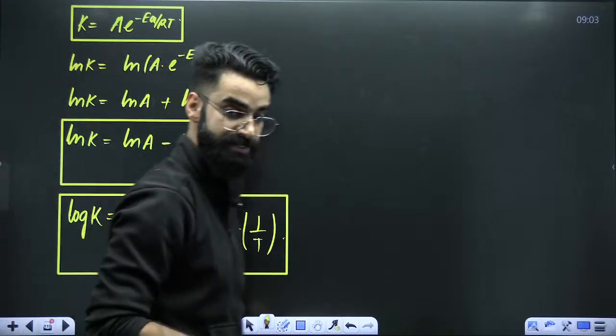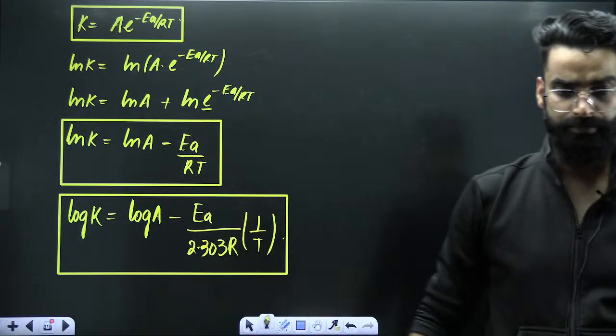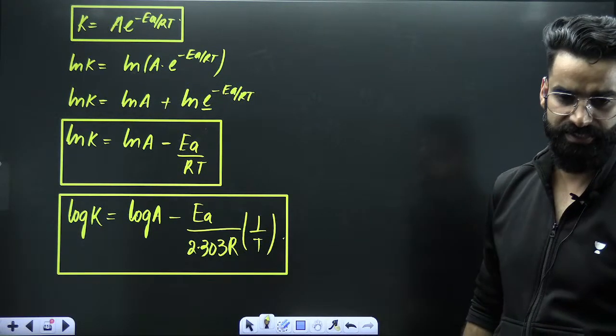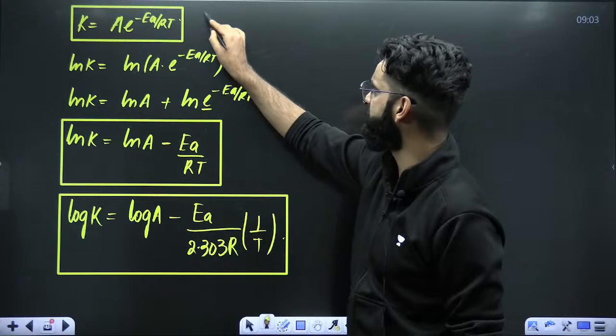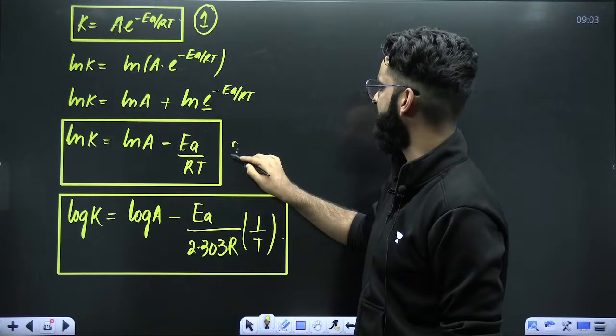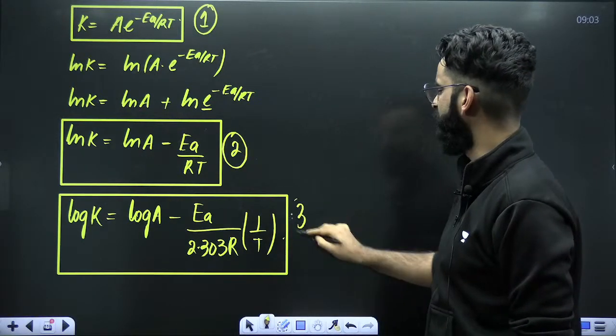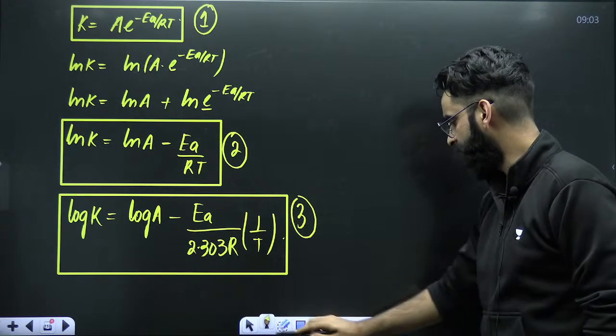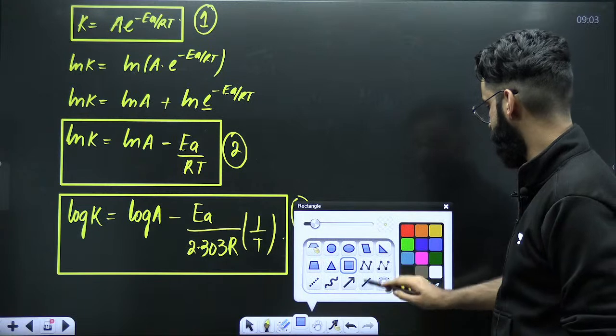These are different forms of Arrhenius equation which can be asked. Right? Yes, Anish, that's enough. That's more than sufficient. This is the first form of Arrhenius equation. This is the second form of Arrhenius equation. And this is the third form of Arrhenius equation. Right? Now, my dear students, there is one more thing which you have to remember about Arrhenius equation.